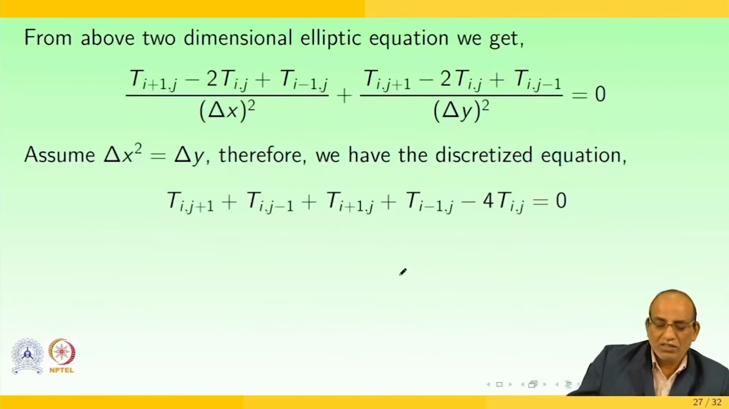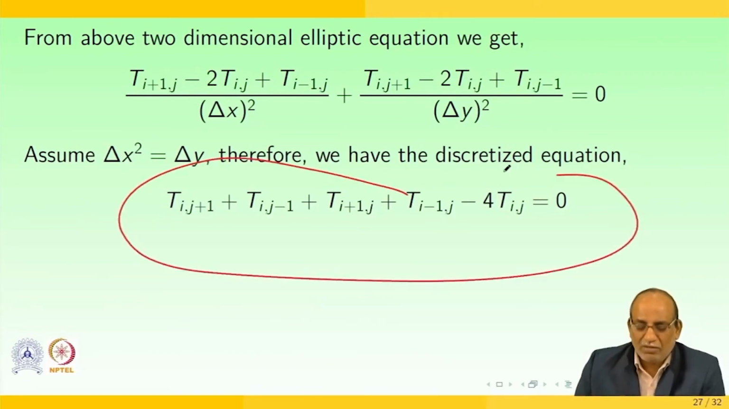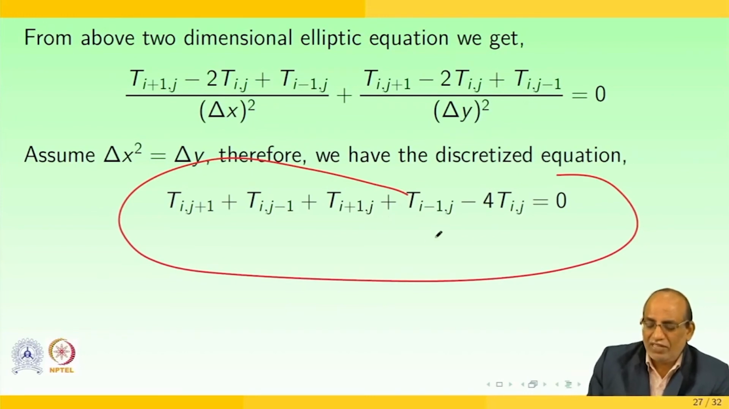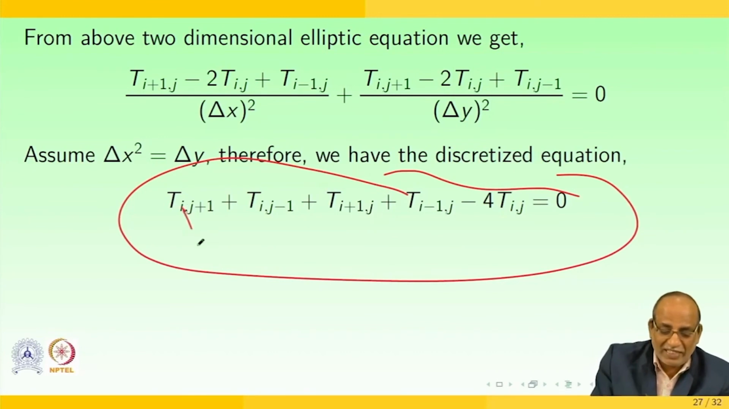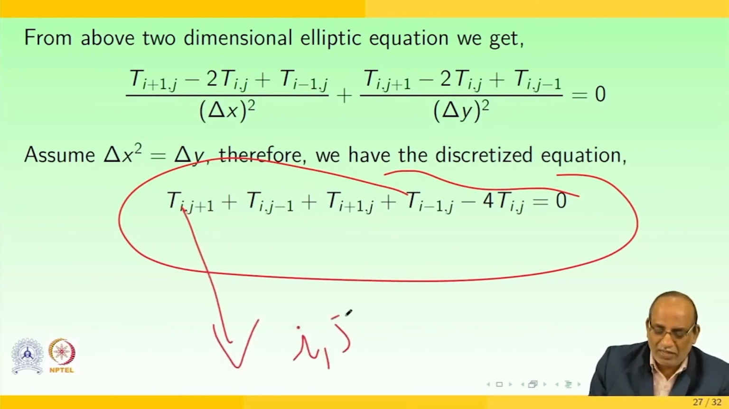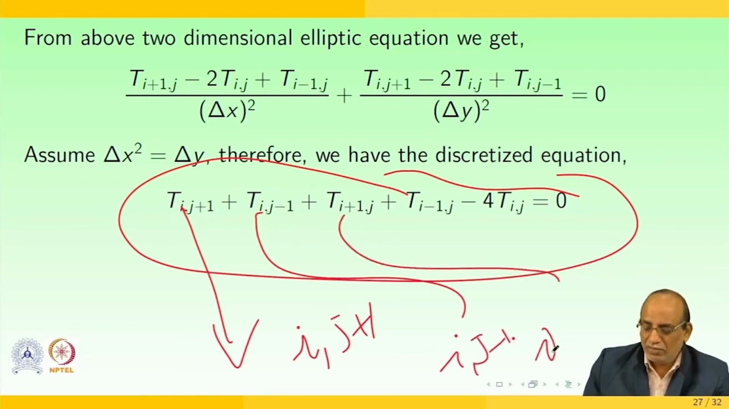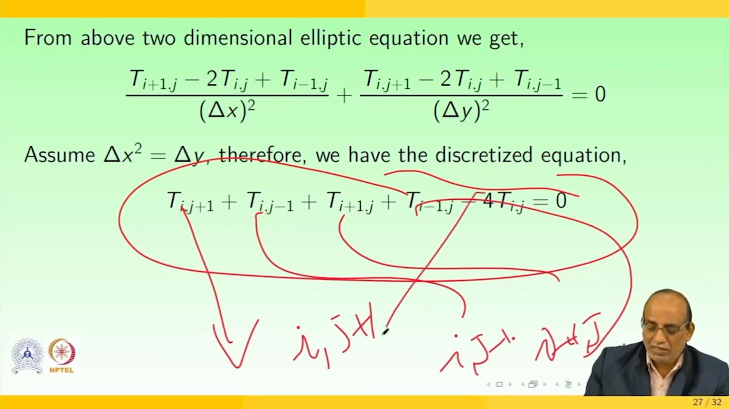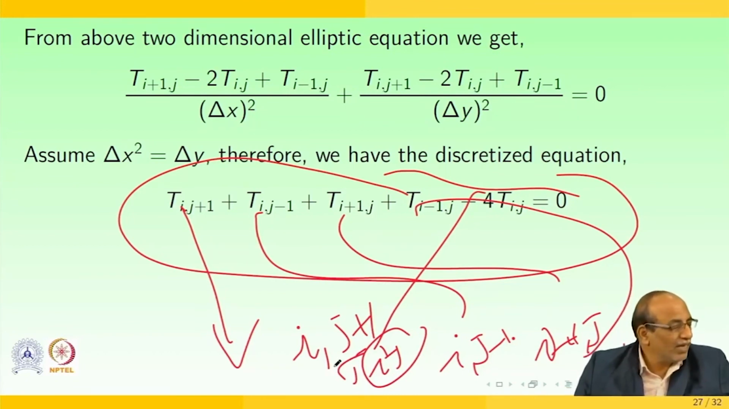So you get T(i+1, j) plus T(i, j−1) plus T(i+1, j) plus T(i−1, j) minus 4 T(i, j) is equal to 0. So the indices: T(i, j+1) is the temperature distribution at (i, j+1). This is the temperature distribution at (i, j−1). This is the temperature distribution at (i+1, j). This is the temperature distribution at (i−1, j). This is at T(i, j). So that's how we are able to compute the discretized equations, right?